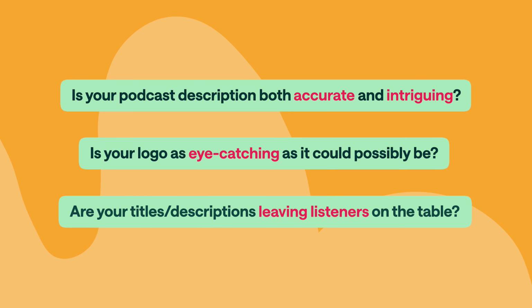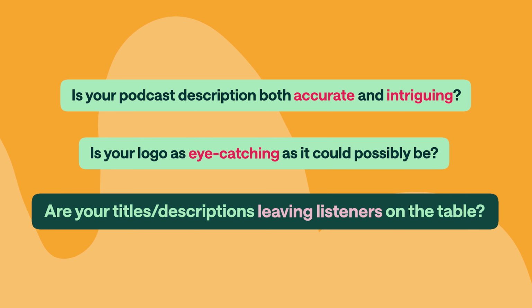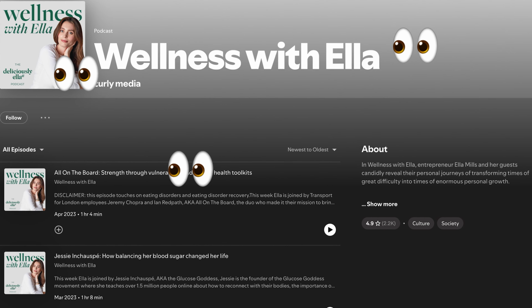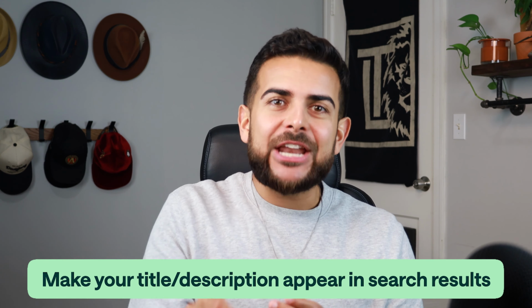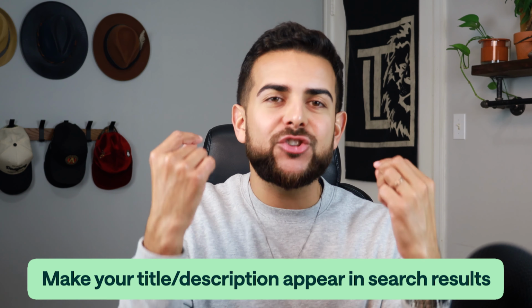These are the kinds of questions that you need to be asking yourself every few months, and that last question might just be the most important one for increasing both impressions and listeners. Because the number one way that you're going to be getting more eyes on your podcast, or ears on your podcast, for either Spotify or Apple Podcast is by your title or description appearing in the search results.